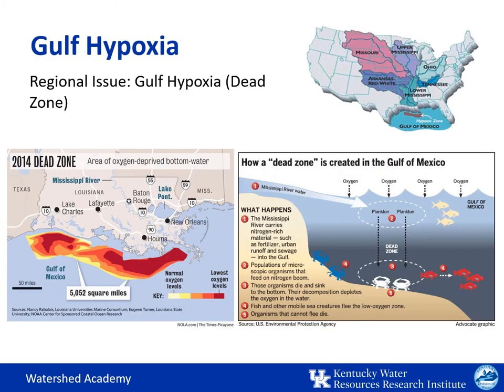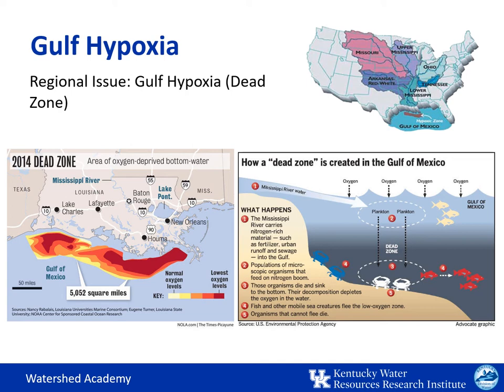As already stated, nutrients are essential for life, but when present in excess, they can cause major impacts. One of those impacts is a regional issue known as the Gulf hypoxia or the dead zone. This refers to an area of 5,000 square miles where oxygen levels are too low to support aquatic life.